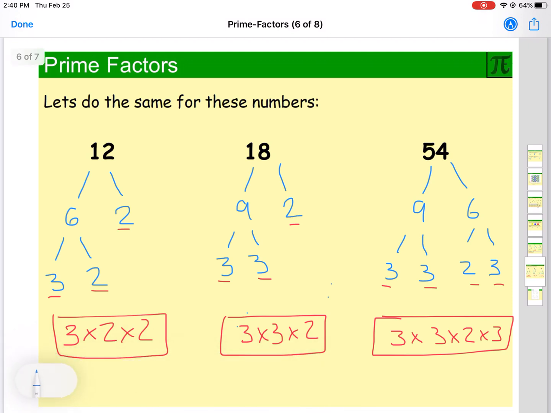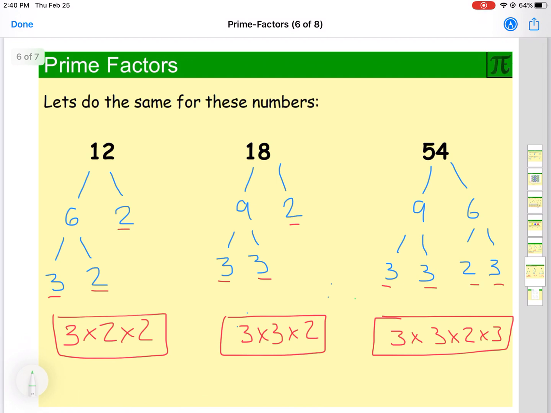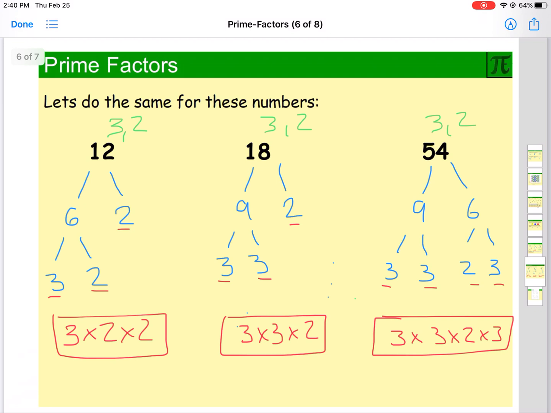Okay, so the prime factors of each of these numbers are just the numbers that are at the bottom. So 3 and 2 are the prime factors for 12, 3 and 2 are the prime factors for 18, and 3 and 2 are the prime factors for 54. It doesn't always have to be 3 and 2, it just so happens that these particular numbers have 3 and 2.